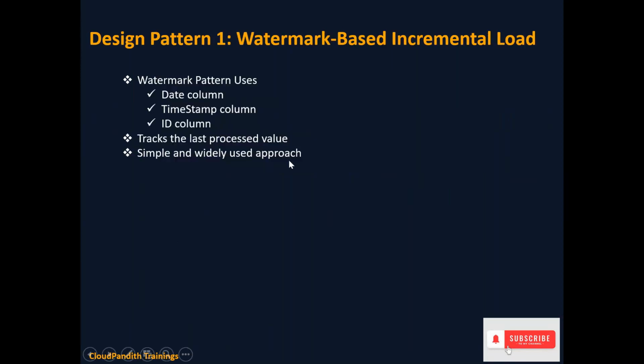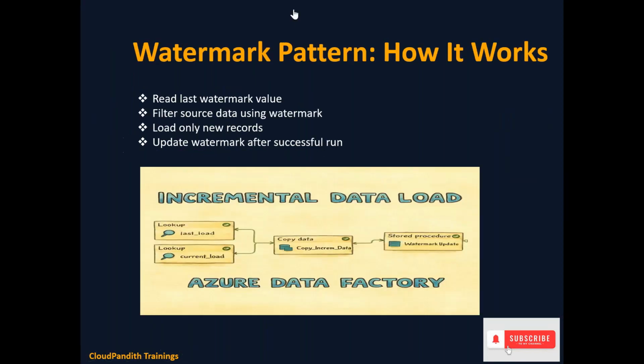Let's talk about the first design pattern, watermark-based incremental load, team. Watermark-based incremental load can be implemented using a date column or timestamp column in a table, or a primary key column where you are not expected to update the records. In that case, you can even go with ID columns. These columns track the last processed values. It is a simple and widely used approach. Let's understand how to implement it.